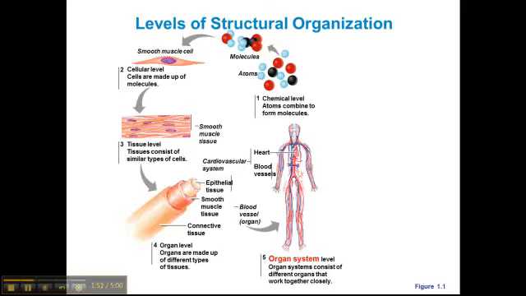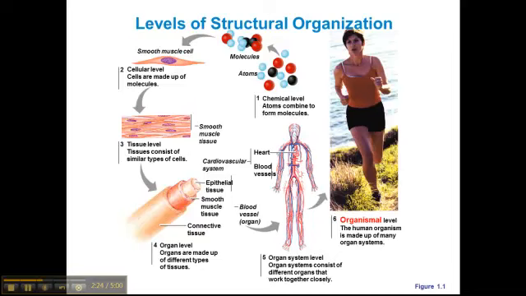Organ systems consist of different organs that work together closely. We have many different organ systems in the body, and since we are studying anatomy in a systemic manner, we will go through and look at this system by system. Each of these different systems is not completely independent. We see organ systems functioning together, and we also see organ systems interacting.